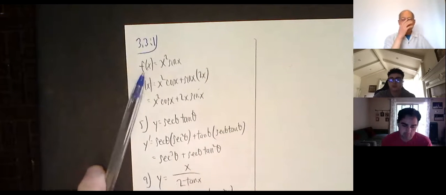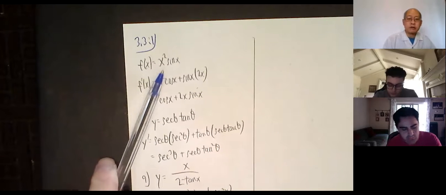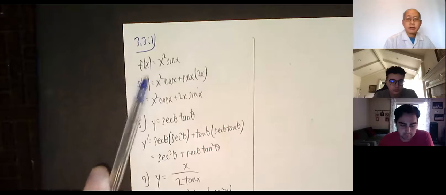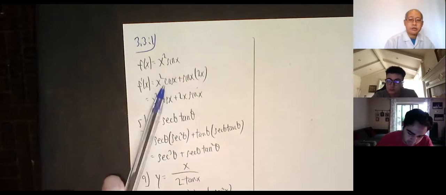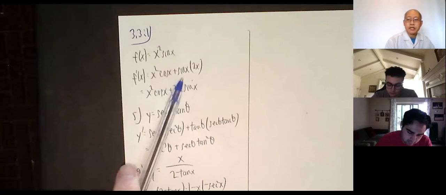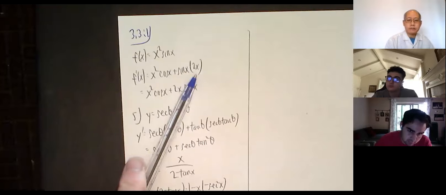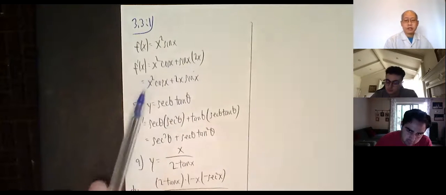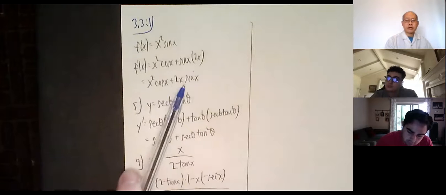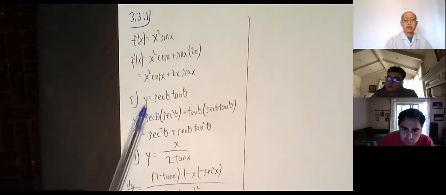Okay, number 1, f of x equals x squared sine of x. All right, so that looks like a product rule. Okay, so first function times the derivative of the second. We now know the derivative of sine x is cosine x. Plus second function, sine x, times the derivative of the first function, 2x. And a little bit of cleanup. Usually you put the polynomial in front of the trig function. So x squared cosine x plus 2x sine x.